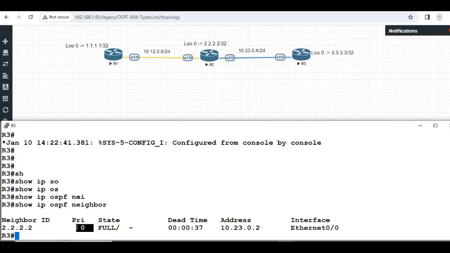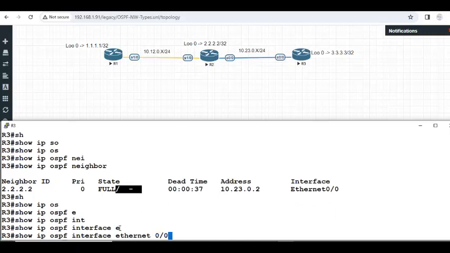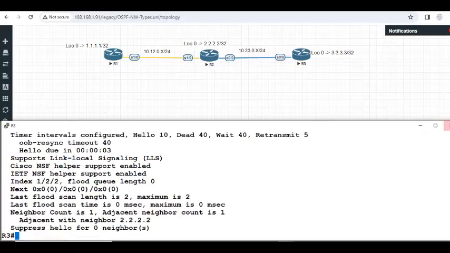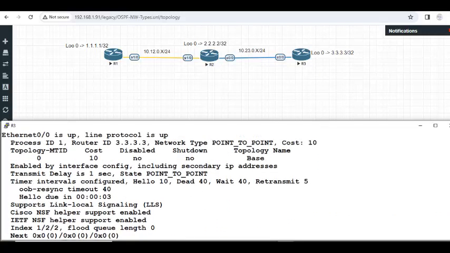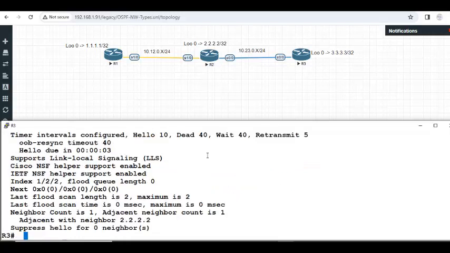Yes. Let's check now. Show IP OSPF interface Ethernet 0/0. Even though it is Ethernet, because we have configured it as point-to-point, it has become point-to-point. So there is no DR-BDR election. All right. Now what is next?